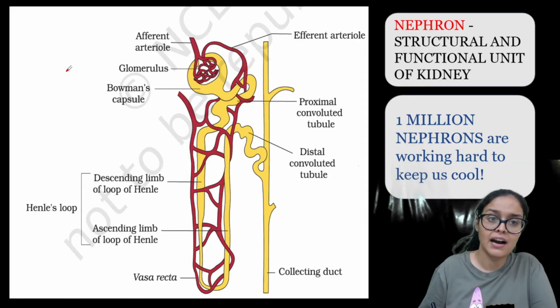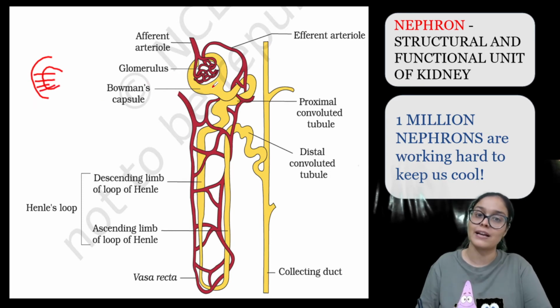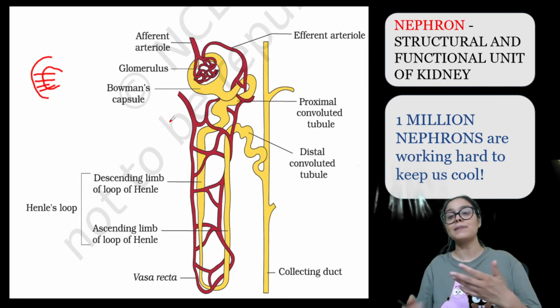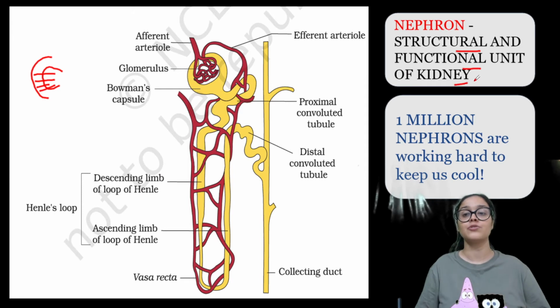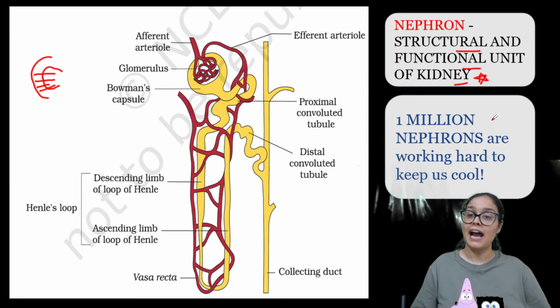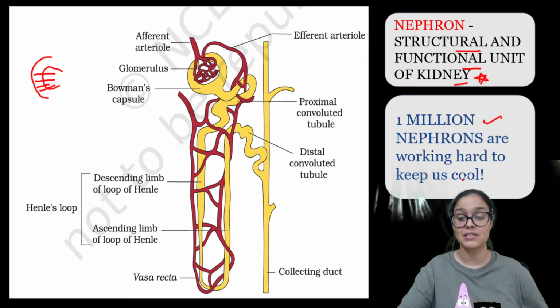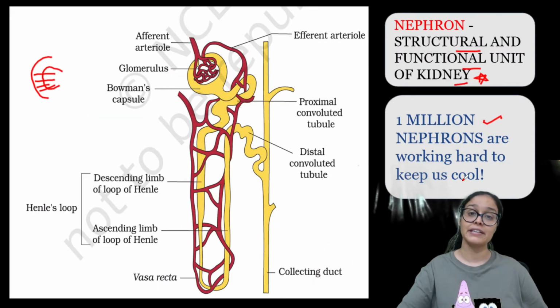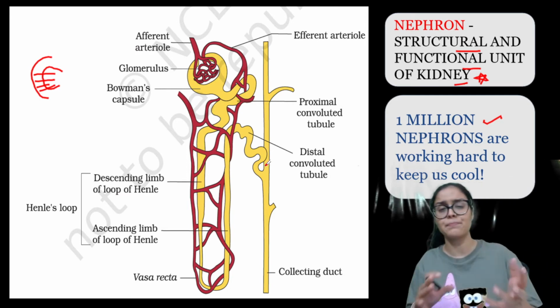And अभी मैंने कहा कि kidney has the cortex and the medulla region having this thread-like or needle-like structure known as the nephron. So we will be seeing the nephron in a detailed way. It is the structural and functional unit of the kidney that we know. We are having 1 million nephrons, which are working hard to keep us cool. Obviously it is maintaining our body osmolarity, releasing nitrogenous waste, and maintaining acid base balance.